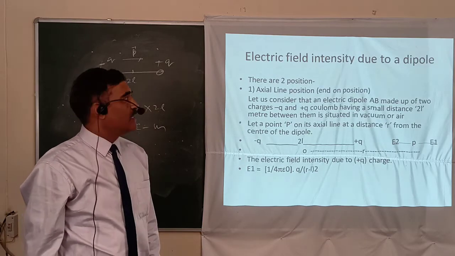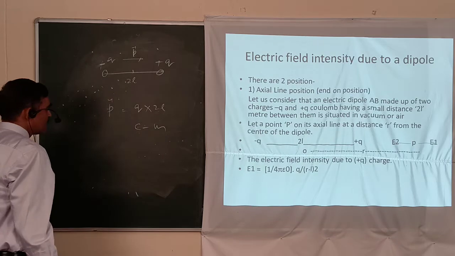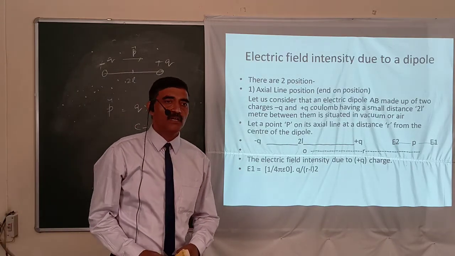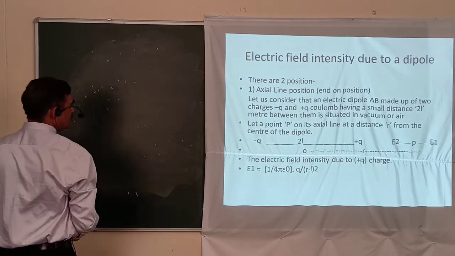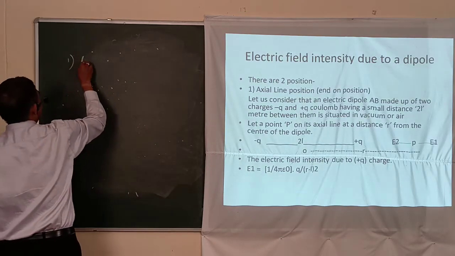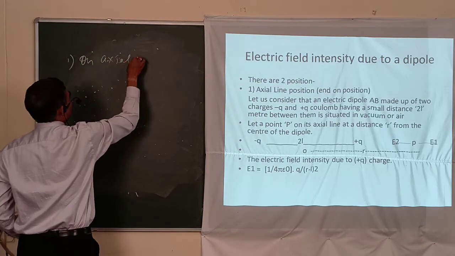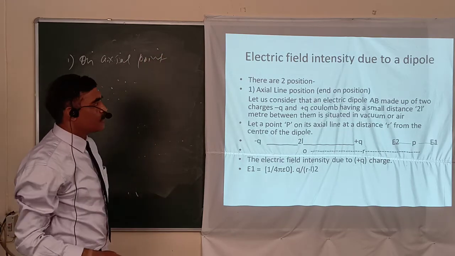Now we will calculate the electric field intensity due to a dipole. In this case there are two conditions. One is the point is on the axis, second is the point is on the perpendicular bisector. The first condition is the on-axial point, which is also known as the end-on position.